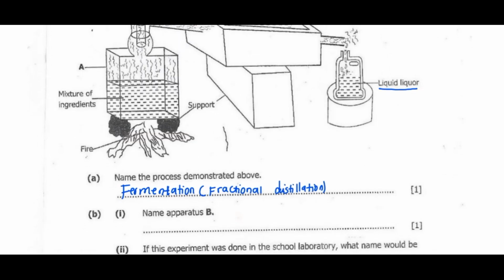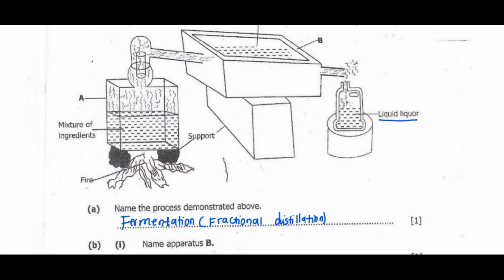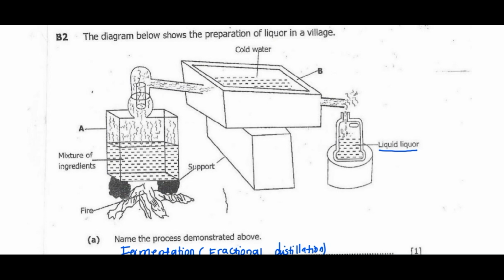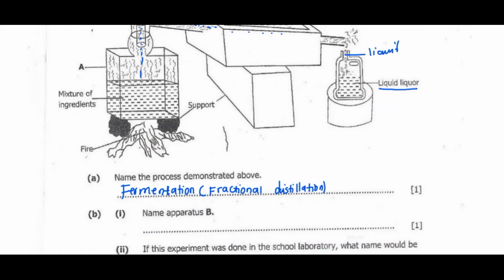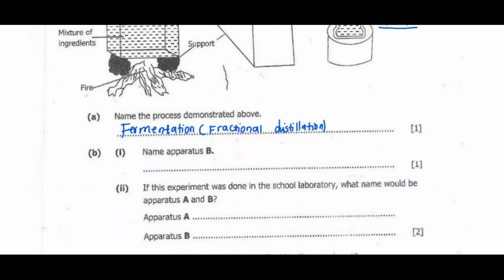Now name the apparatus B. Now here, this is the vapor. Now we want this vapor to be converted back to liquid. So the function of B is to convert this vapor back to liquid. So B is just a condenser, because condensing means to change a gas back to liquid. So we have a condenser.